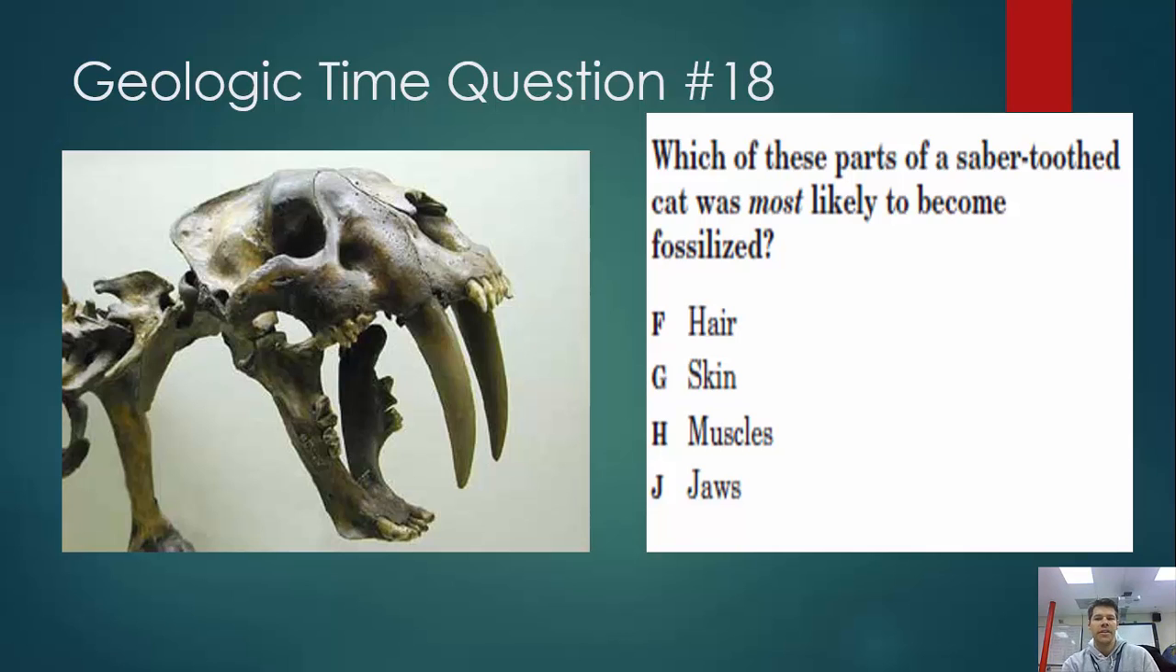Which of these parts of a saber-toothed cat was most likely to become fossilized? So remember, fossils are going to be the hard parts of an animal, the bones, the teeth, not so much their hair or their skin or any of their other tissue of their body. That all decomposes and goes away. So our best answer here is not hair, not skin, not the muscles, but the saber-toothed tiger's jaws and teeth. That's the most iconic part and the most famous fossilized part of this extinct animal. So J, jaws.